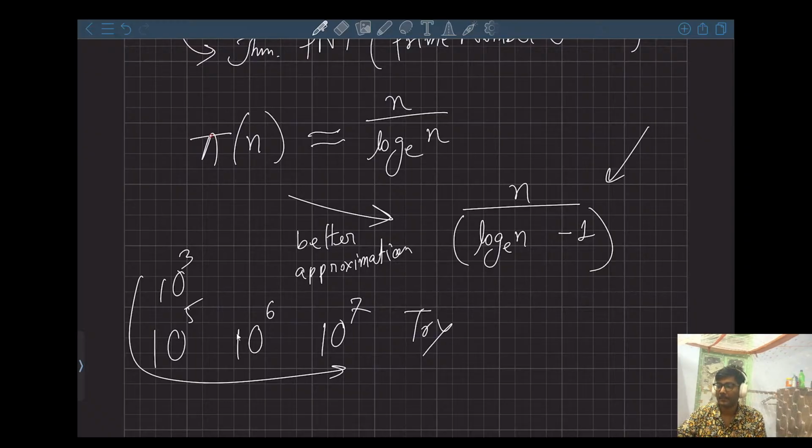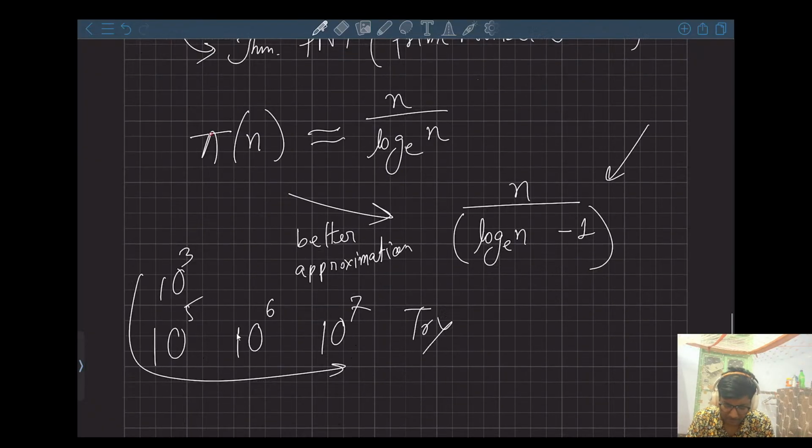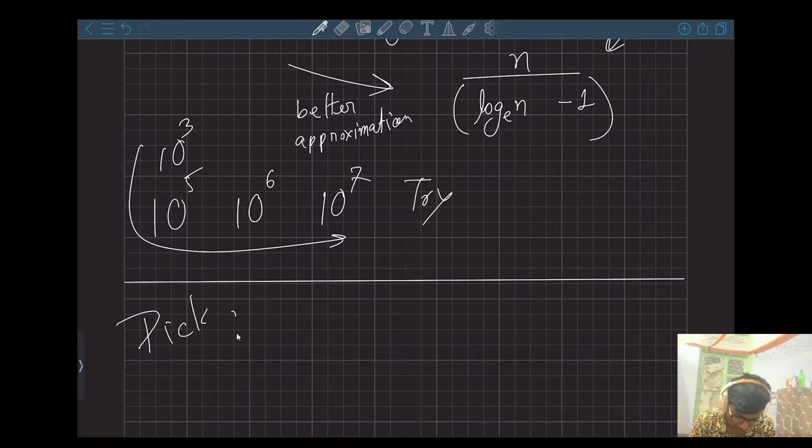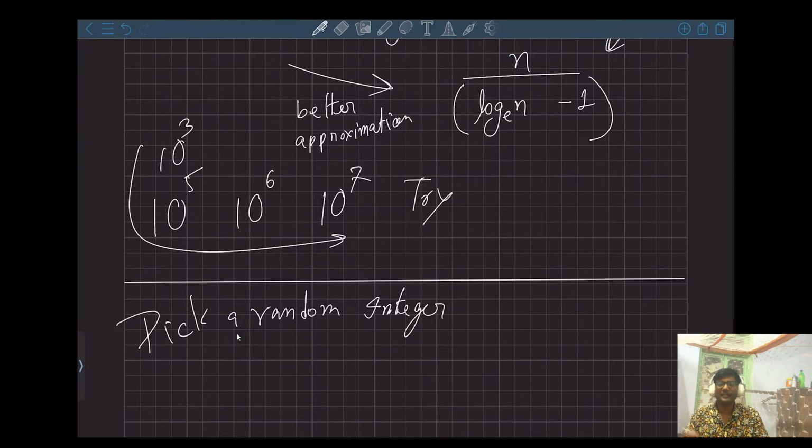Now there is also one other conclusion that is derived from the same idea. Let's say I pick a random integer, like from 1 to infinity. Pick any random integer. What is the probability that that integer is prime? That is approximately 1 by log base.